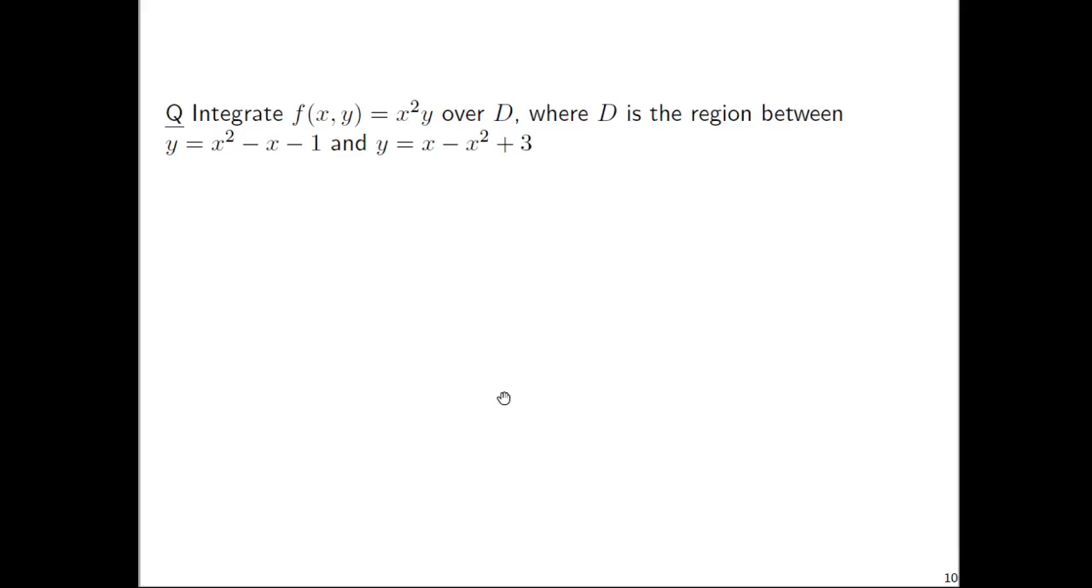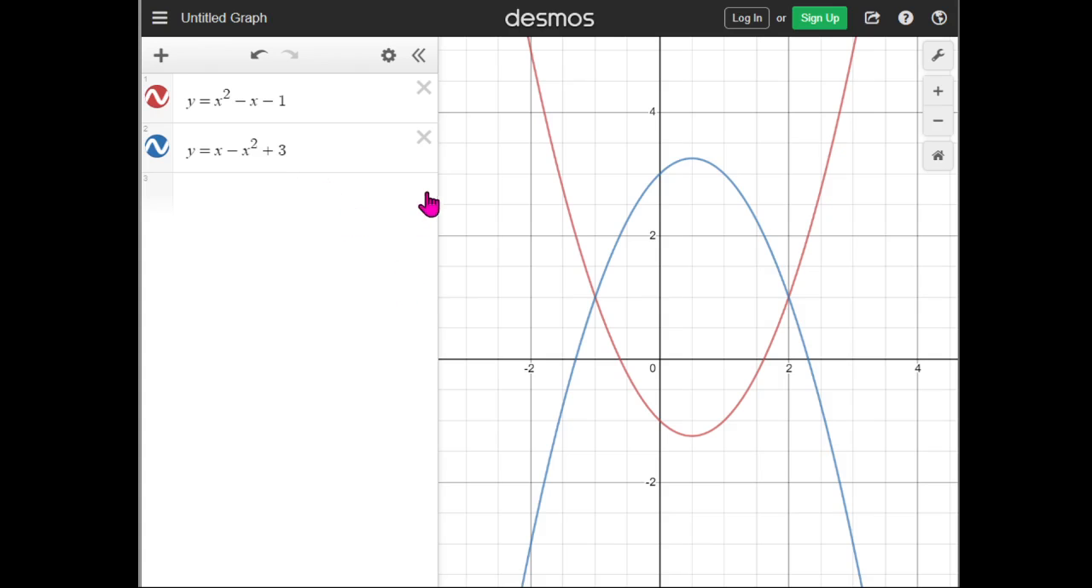Let's integrate the function x squared y over the region D, where D is the region between y equals x squared minus x minus 1 and y equals x minus x squared plus 3. So we can just get a quick picture of what these two parabolas look like. All right, here they are.